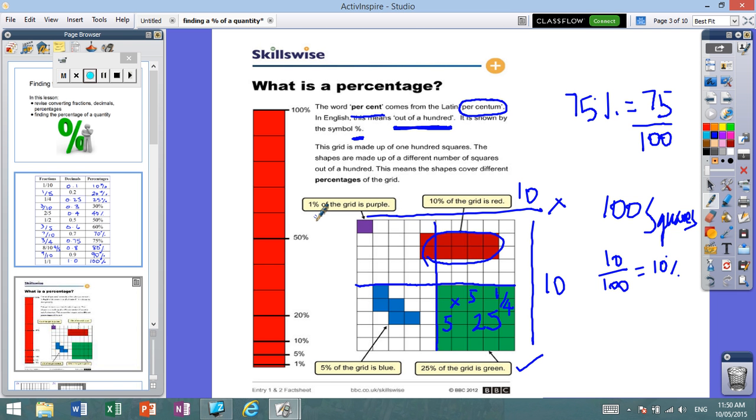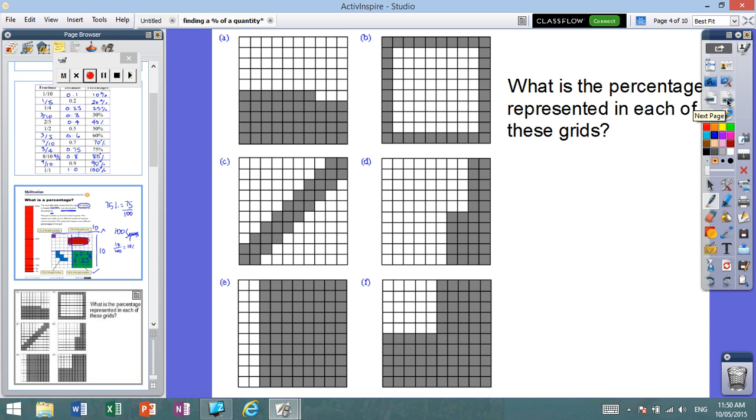So you can see here that using a grid of 10 by 10 can give us our percentages. So I'd like you to give that a bit of a go. Here we have some diagrams with coloured in squares. I would like you to work out the percentages for these 6. So press the pause button on your recording and have a go at these 6.